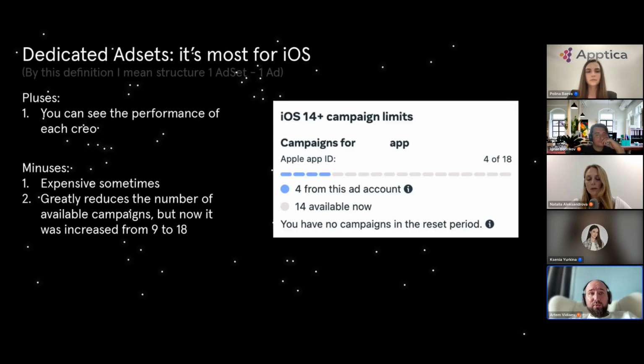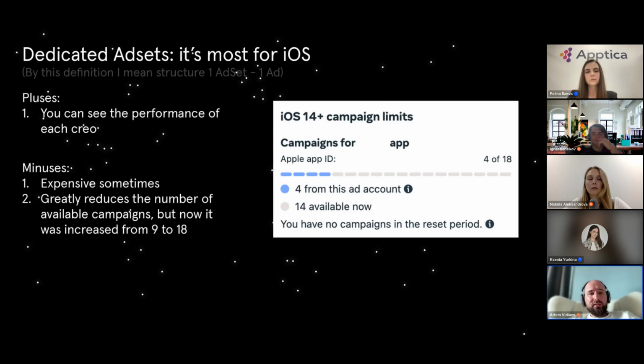The second approach, it's dedicated Adsets. In my humble opinion, it's mostly for iOS, because in Android you clearly see all the data, and you don't need to use it. But in iOS, you can use this approach to see results of each creative.